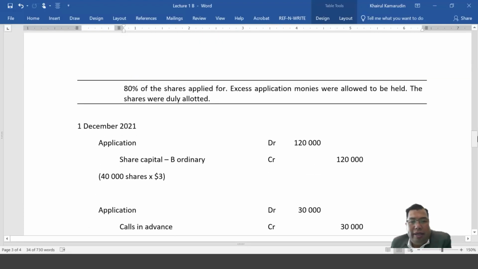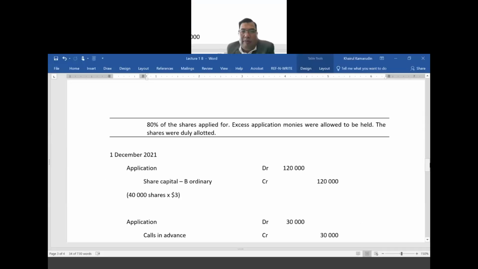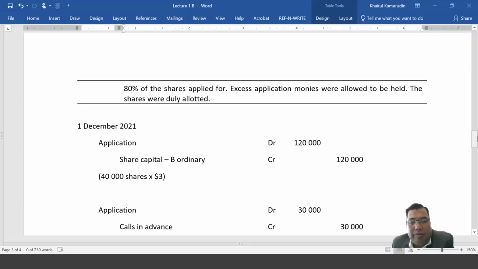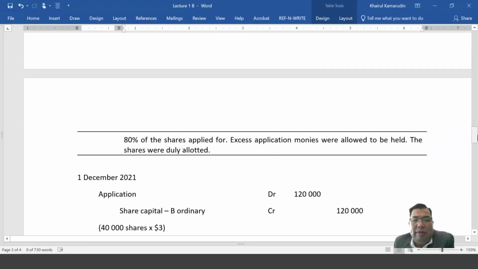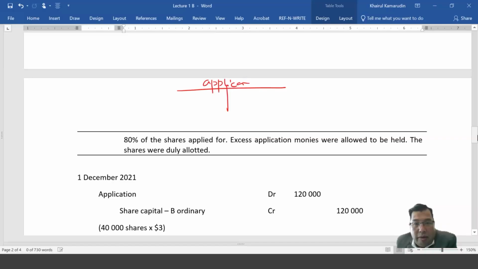So our applications, we're going to debit our application. We have applications. Previously, we recorded applications of 150,000. This is a temporary account, the application. Let me just put this as application, 150,000.